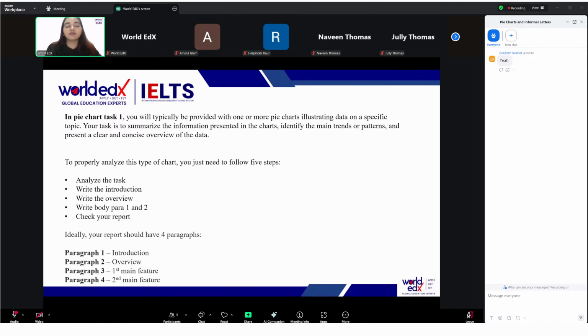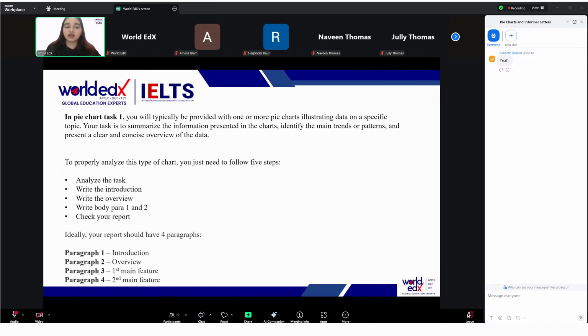So the first body, let's say if there are 6 items, the first body paragraph is going to have 3 items, and the next body paragraph will have the rest 3 items. And then you do not have to write any conclusion because you've already written the overview, which is a summary of whatever you have seen in the graph.